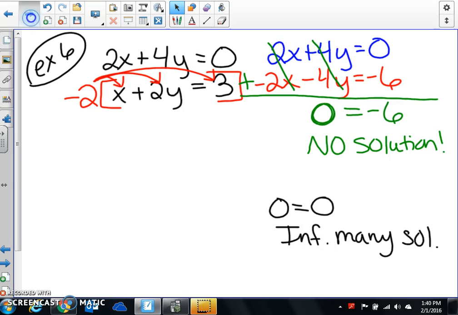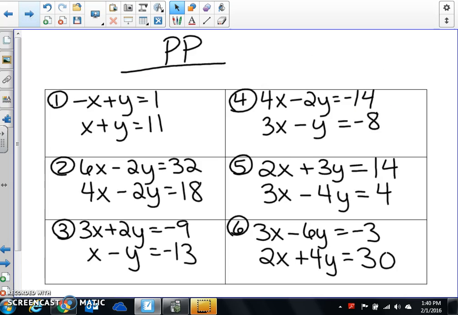Okay? All right, here are your practice problems. Make sure you use the elimination method. You have to use the elimination method.